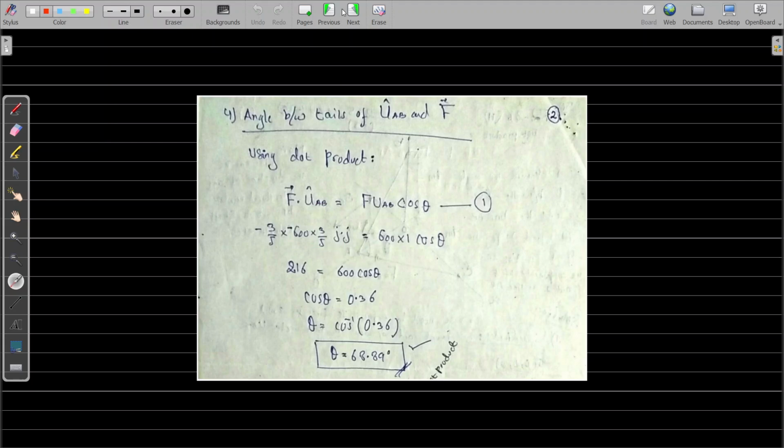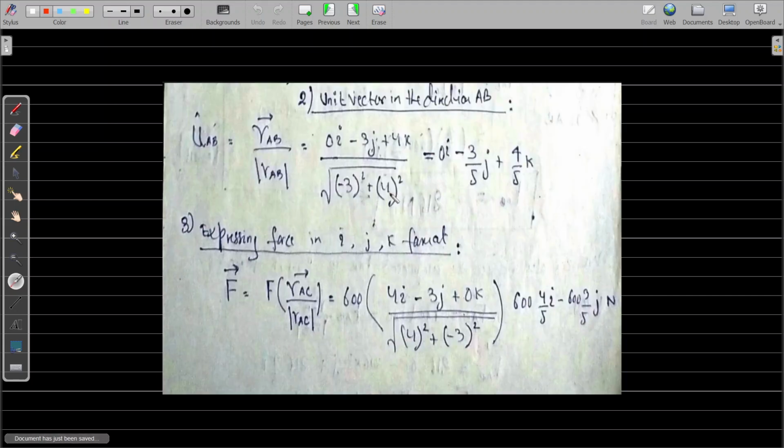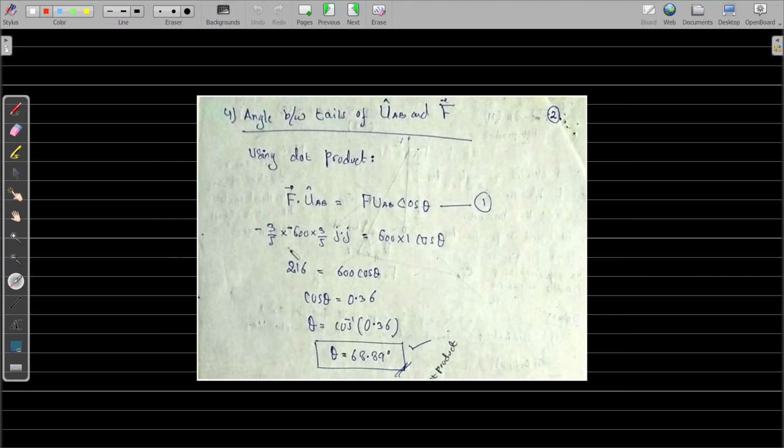So this is minus 3 upon 5 j and this is minus 600 into 3 upon 5 j. That will be explained further. Just multiply these two values, you will get 216, and you multiply 600 into 1 into cos theta, which gives you 600 cos theta. Simplify, you get your theta as 68.89.